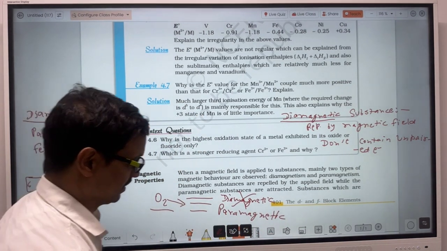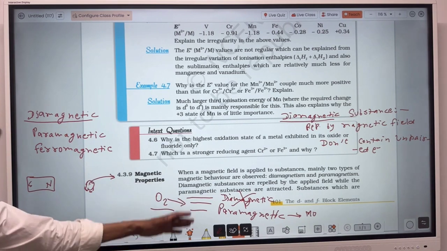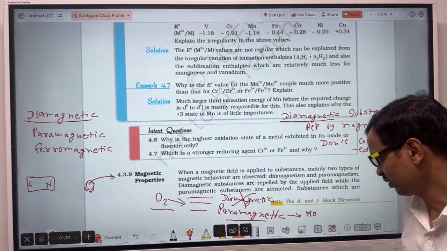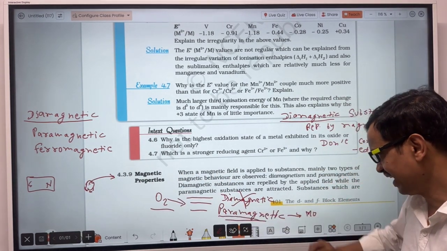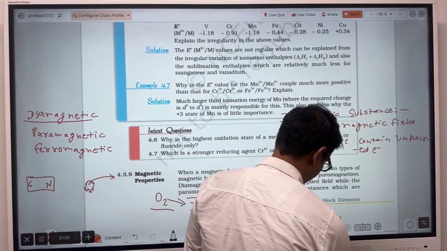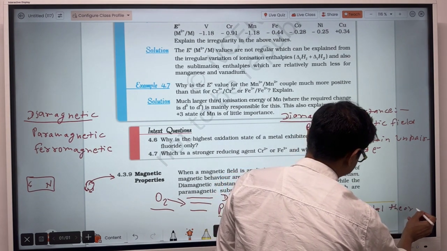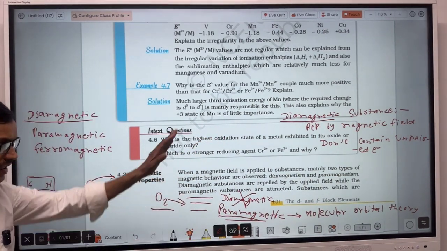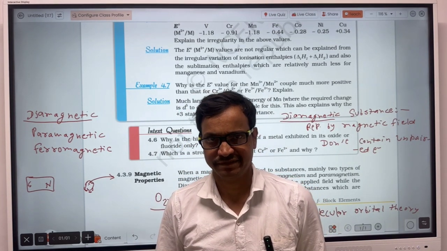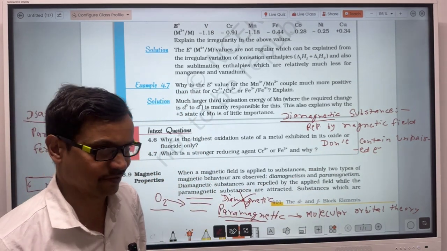And how is it paramagnetic? That has been explained by the various theories of chemical bonding, and one of them is the molecular orbital theory. The paramagnetic behavior of dioxygen has been explained by molecular orbital theory. Okay, so the diamagnetic rule will not only apply in this chapter, but in any part of chemistry. A substance will be diamagnetic if it does not contain an unpaired electron.